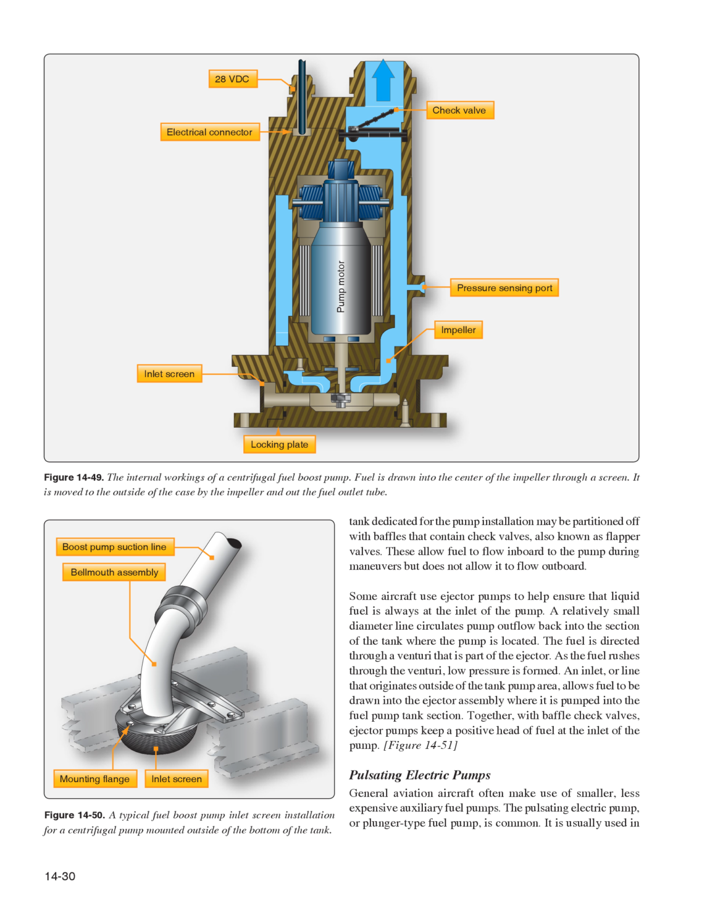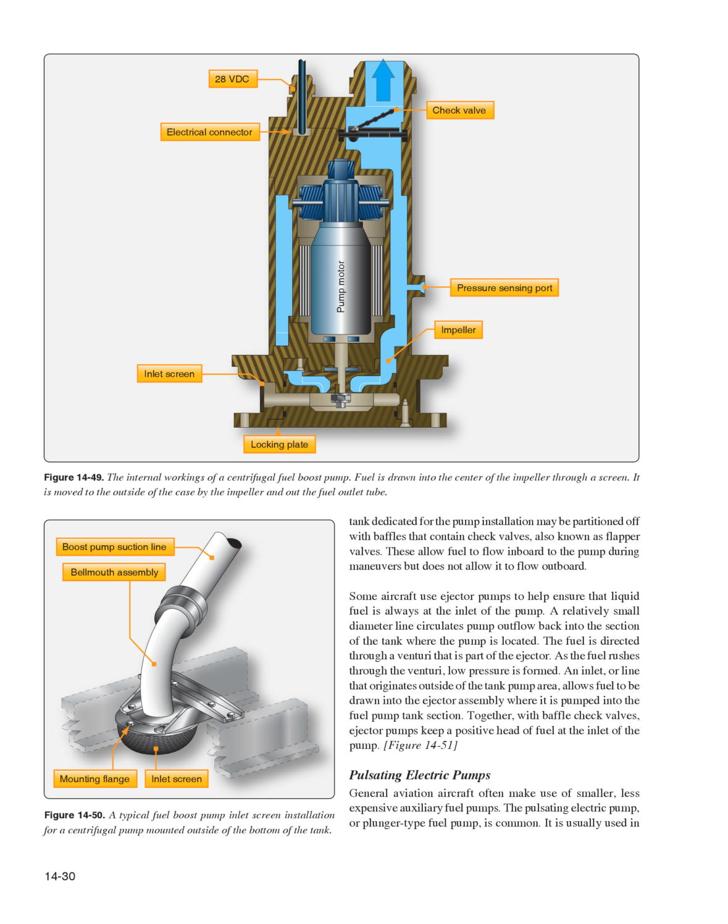Some aircraft use ejector pumps to help ensure that liquid fuel is always at the inlet of the pump. A relatively small diameter line circulates pump outflow back into the section of the tank where the pump is located. The fuel is directed through a venturi that is part of the ejector. As the fuel rushes through the venturi, low pressure is formed. An inlet, or line that originates outside of the tank pump area, allows fuel to be drawn into the ejector assembly where it is pumped into the fuel pump tank section. Together with baffle check valves, ejector pumps keep a positive head of fuel at the inlet of the pump.